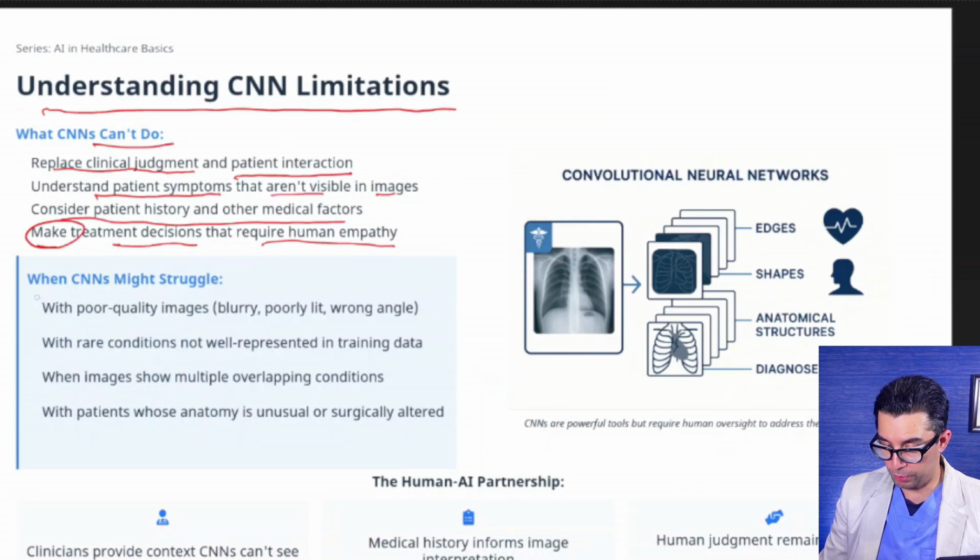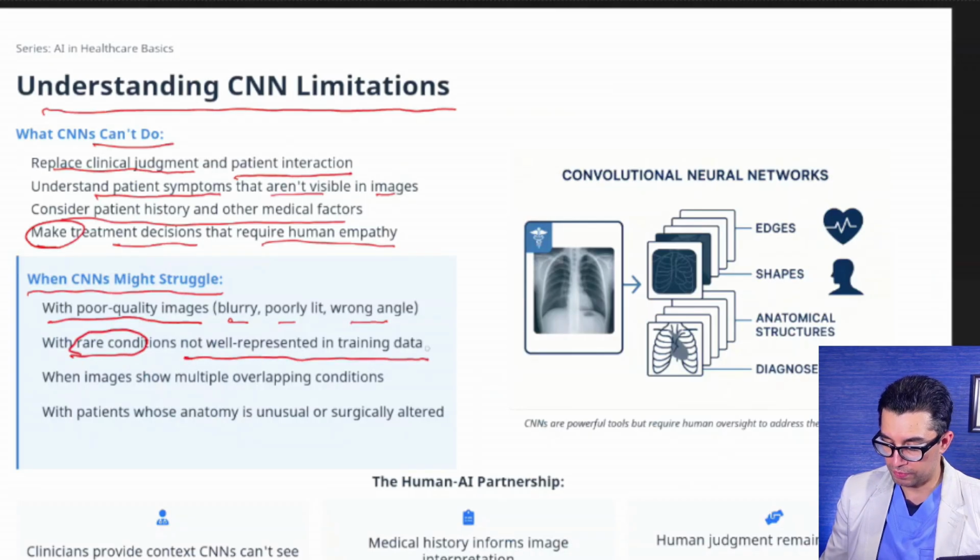So, when might CNNs struggle? When the images themselves are poor, blurry, poorly lit, or at the wrong angle, it could confuse a neural network. Underexposed or overexposed images could lead to trouble. Some rare conditions, as I mentioned on the last slide, may not be well represented in the training data. And they have problems when an image shows multiple overlapping conditions.